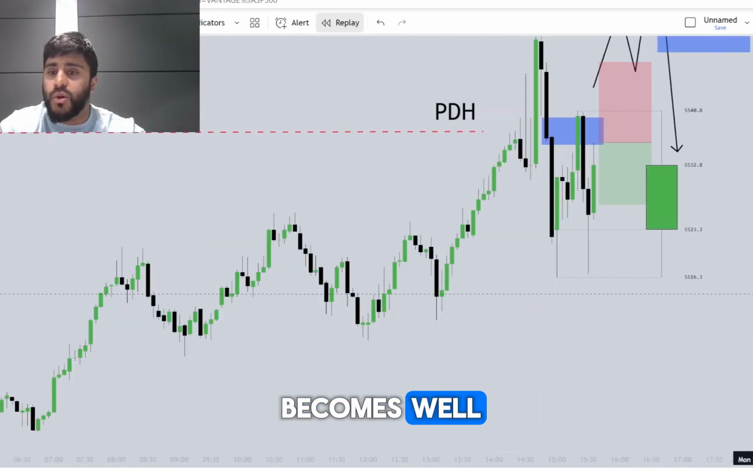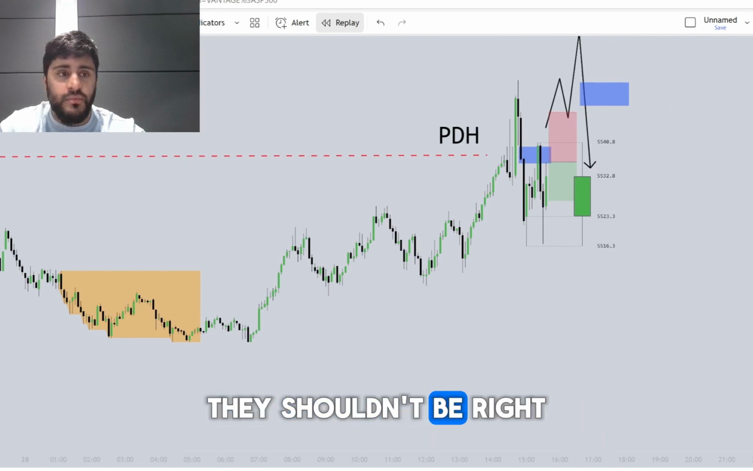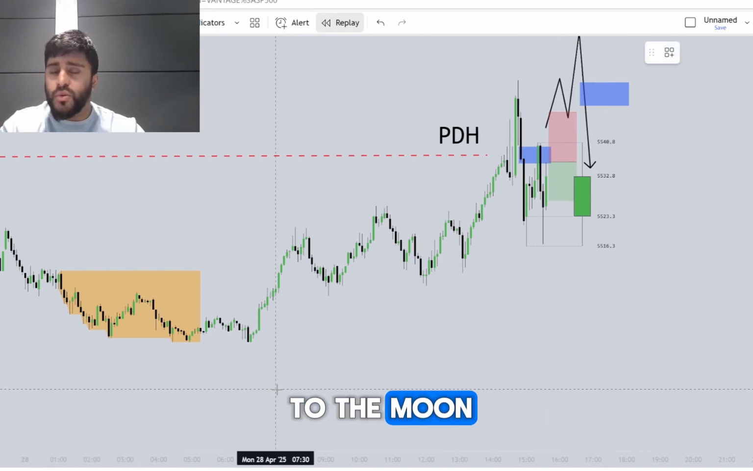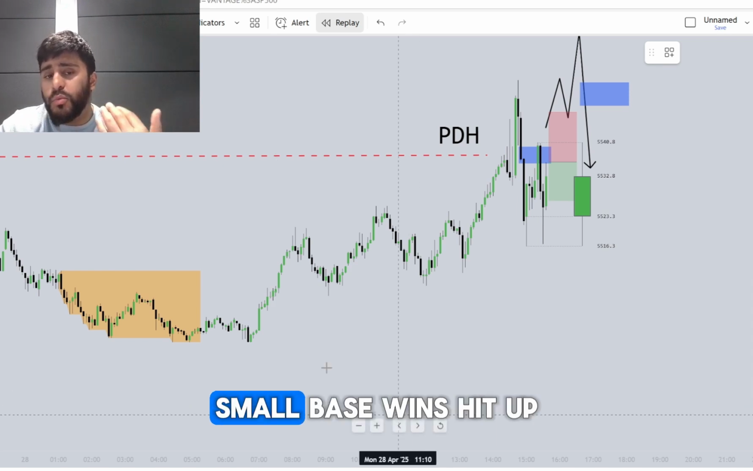And the next question becomes, well, where do you target, right? Targets are obviously a very controversial topic in trading. They shouldn't be. Right? People hold to the moon, people hold forever, and that's why they end up taking break-evens, getting stopped out, right? Small base wins hit up.